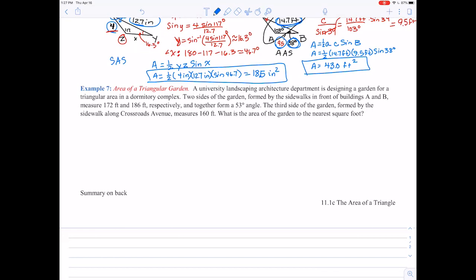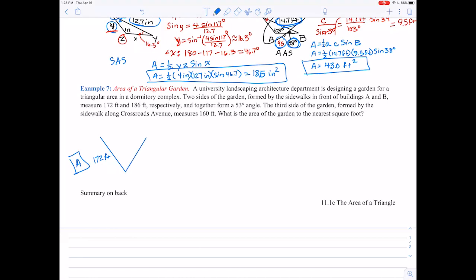Last example here is a word problem. It says find the area of a triangular garden. A university landscaping architecture department is designing a garden for a triangular area in a dormitory complex. Two sides of the garden are formed by sidewalks in front of buildings A and B, measuring 172 feet and 186 feet respectively. So this would be building A, 172 feet, and B.